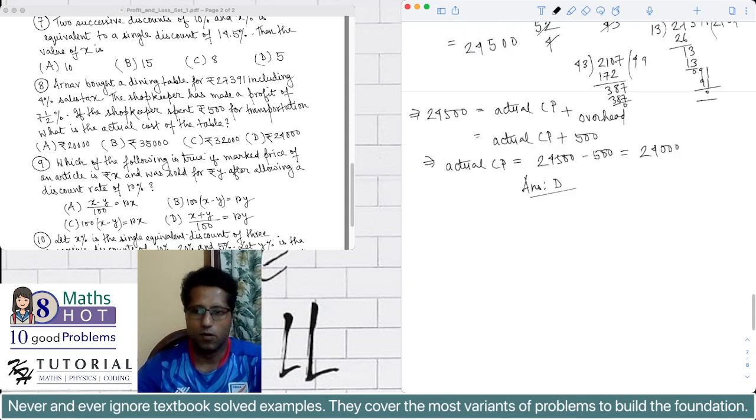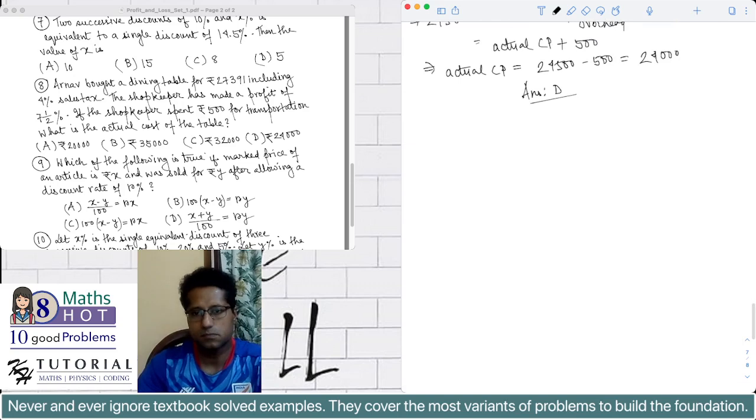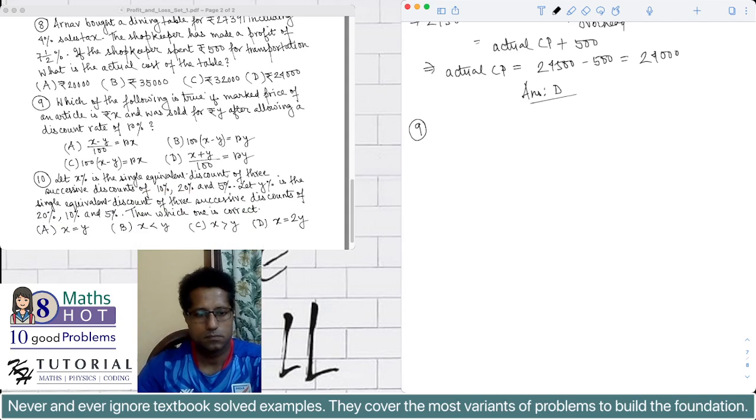Okay, let's do problem number 9. Which of the following is true if the marked price of an article is rupees X and it was sold for rupees Y after allowing a discount rate of R%? All the choices give a relation between X, Y, and R.